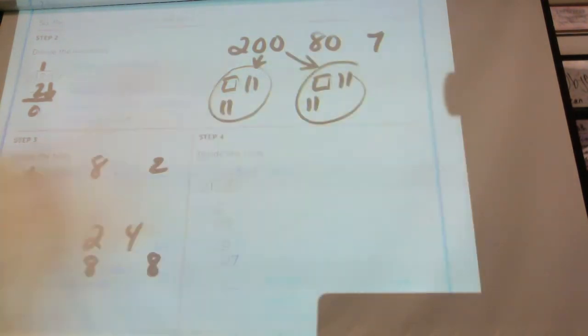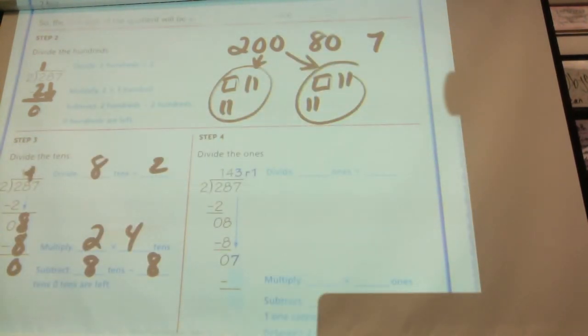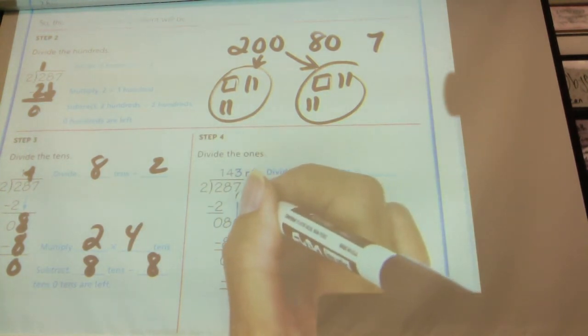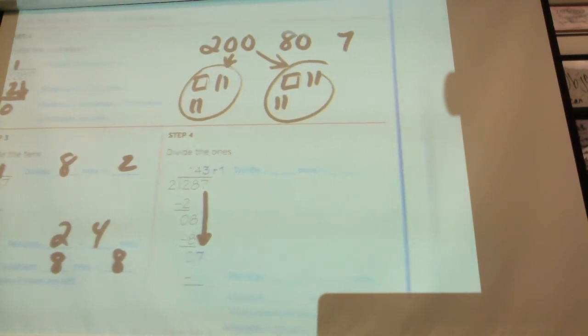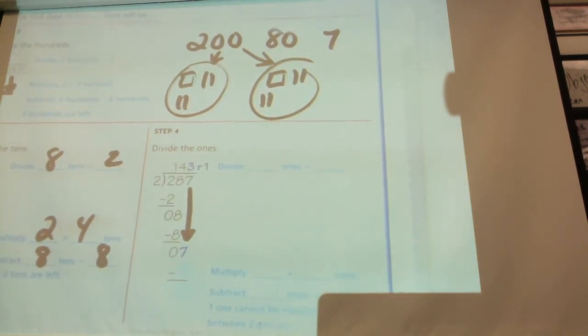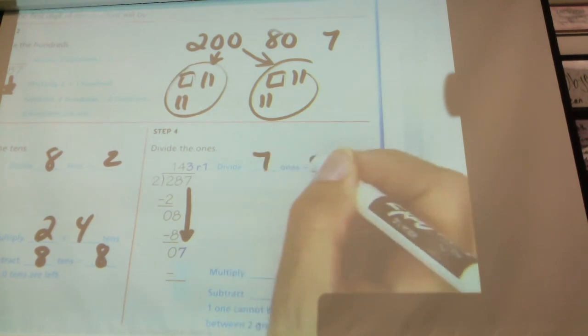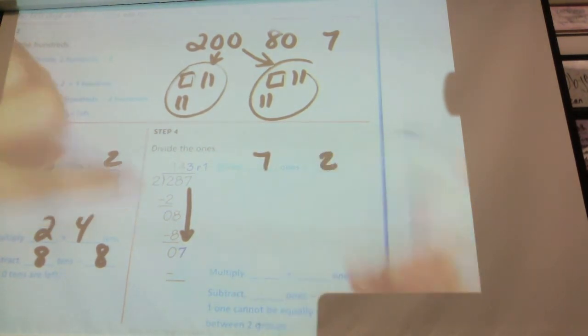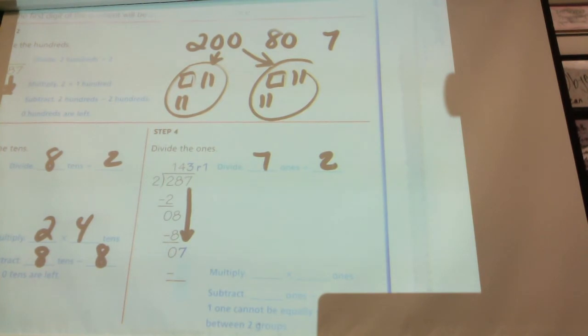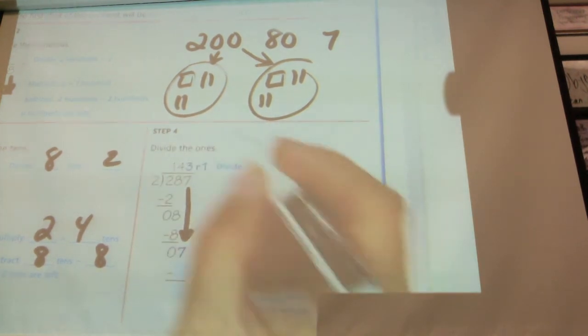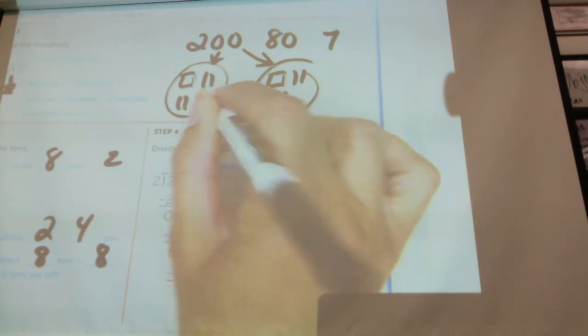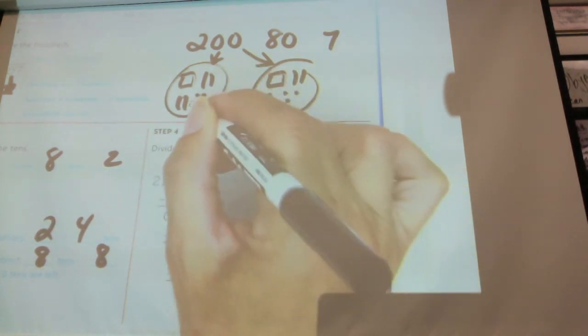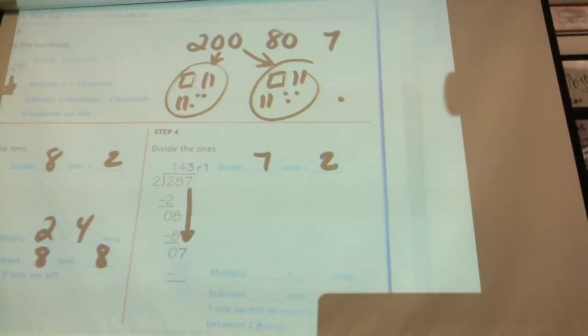Have I divided everything up? No. What is still remaining? The 7 what? 1s. So I'm going to bring those 7 ones down. And then I'm going to ask myself, what is 7 ones divided by 2? Because I need to divide it into 2 groups. What is 7 ones divided by 2? Raise your hand when you know. I'm going to go ahead and do it here. 1, 2, 3, 4, 5, 6, oops, 7. I can't do it.